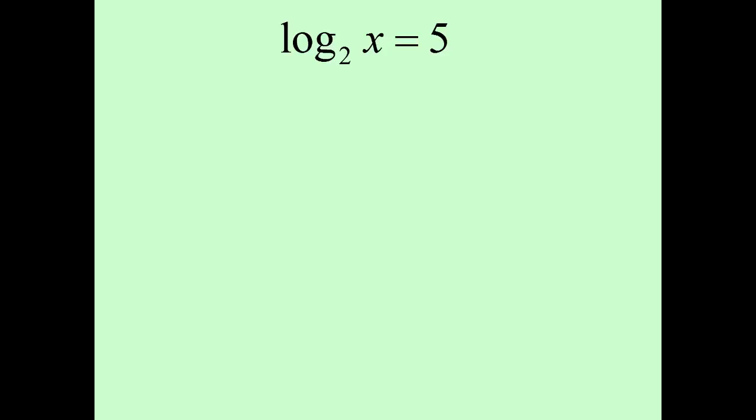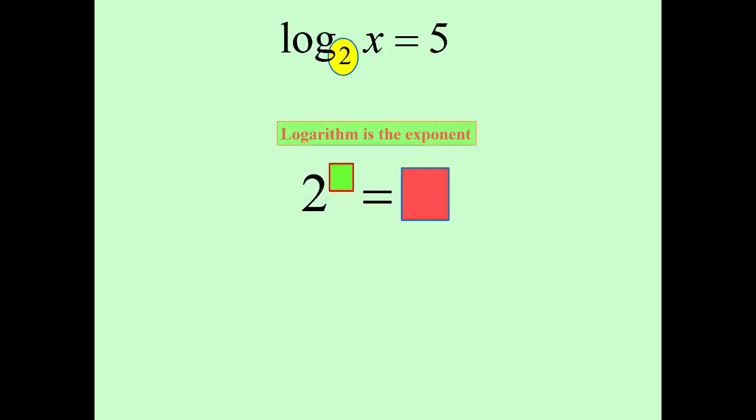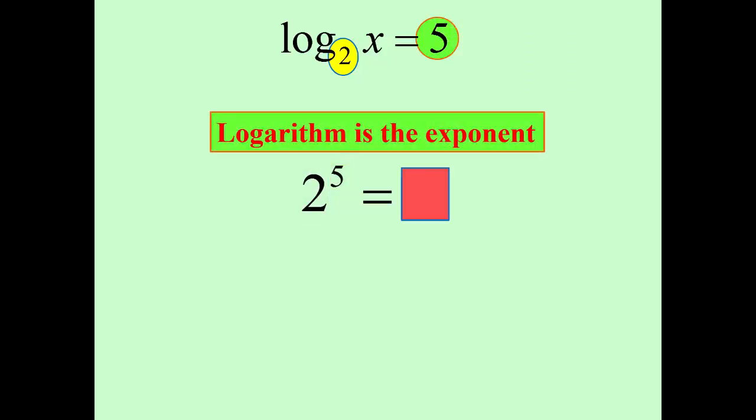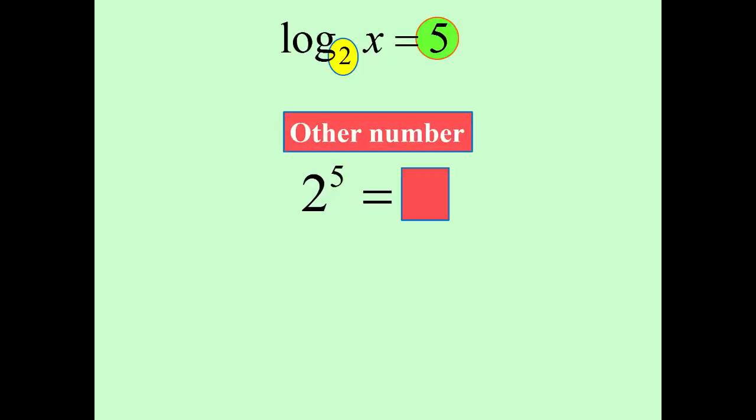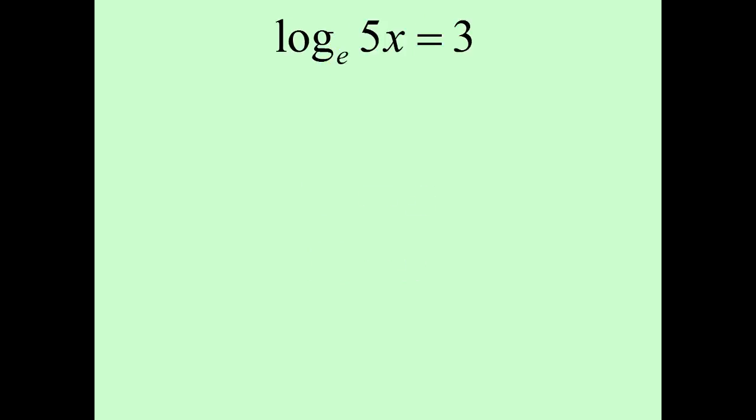Solving for the x when it's in logarithms, same steps. Convert to exponentials. Base. The logarithm is the exponent. And the other number is the x. 2 to the 5th power is 32. You can type that into our calculator.